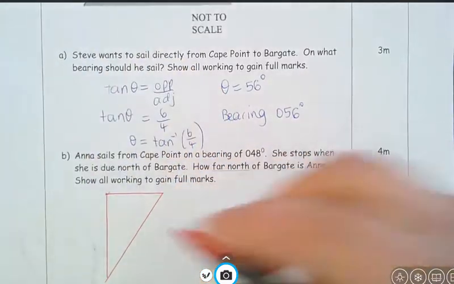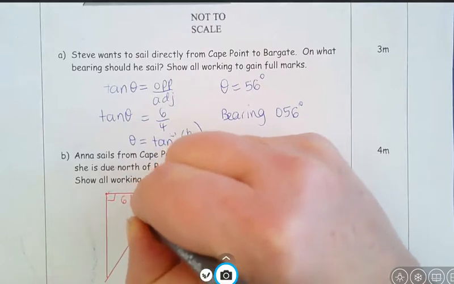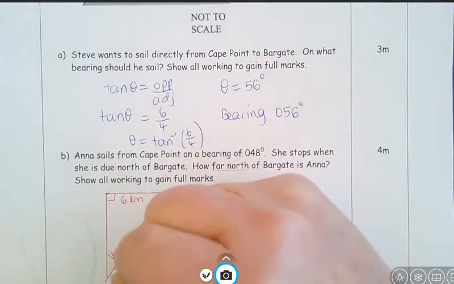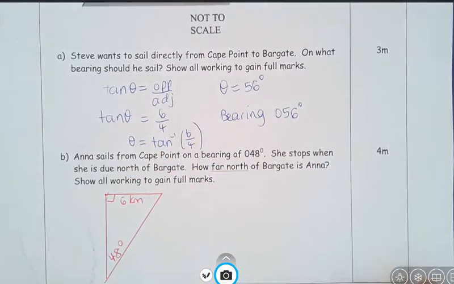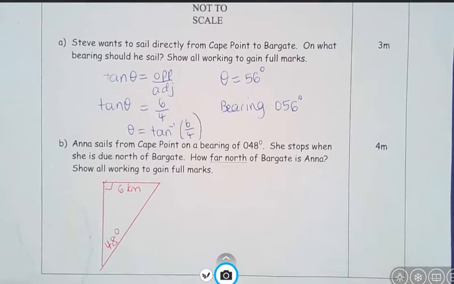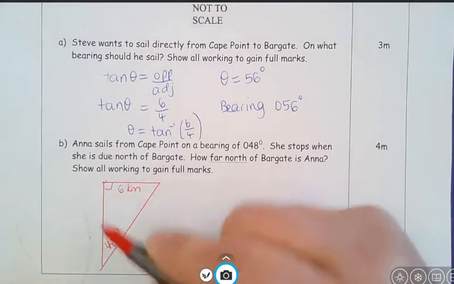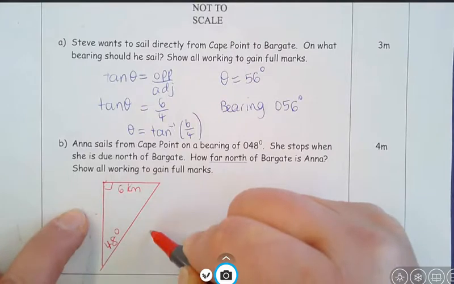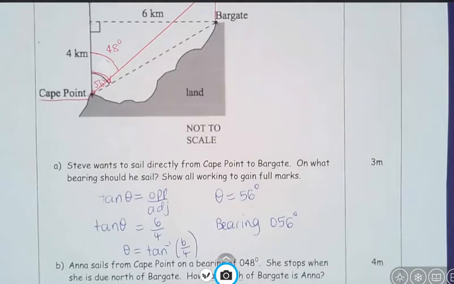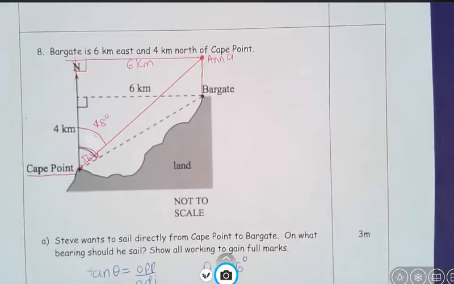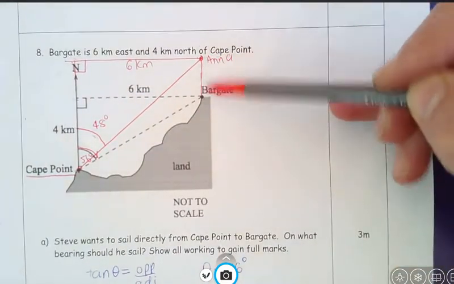So now our new triangle is that this is 6 kilometres and this is 48 degrees. And I really don't know anything else. That's all I know in this triangle. But with this information, I could either find this side or this side, okay? Now, the question says, how far north of Bargate is she? Now, I need this distance, right?